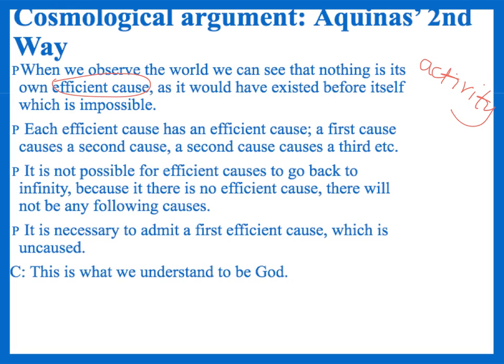And again, we're going to end up with this infinite regression of causes. Again, Aquinas says that an infinite regression is unsatisfactory because you would never get to an explanation as to where these causes began. And so therefore, it's necessary to admit a first efficient cause, which is itself uncaused, because you would have the infinite regression continuing if it did. And this is what we understand to be God.